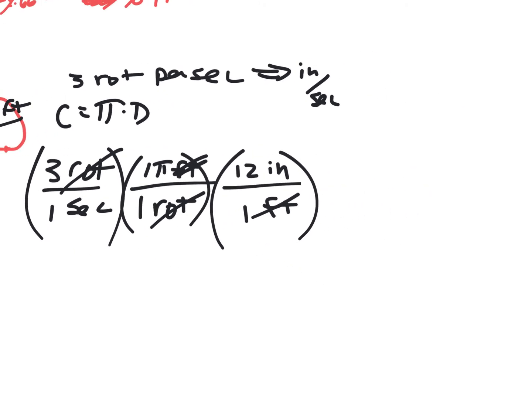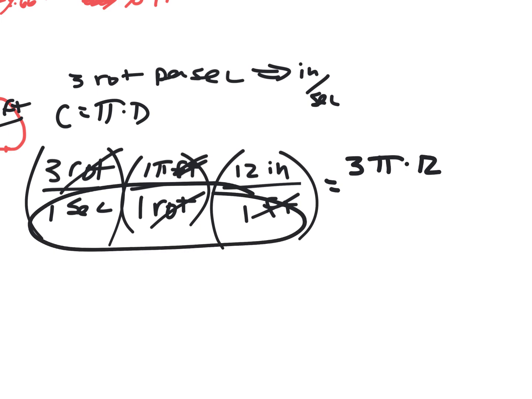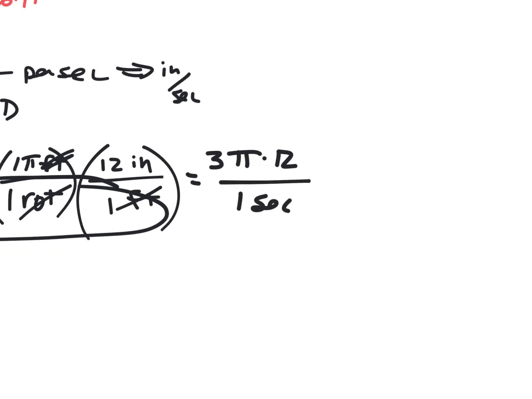And now for the simplify part. 3 times pi times 12. And honestly, I wouldn't multiply that out until I figure out what's on the bottom. Oh, there's nothing to cancel on the bottom. It's just seconds, 1 second. So then I would multiply it out. I thought I was going to have to cancel something.